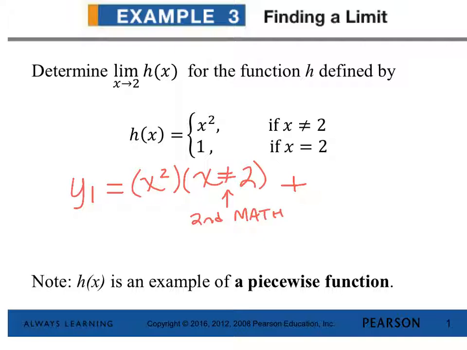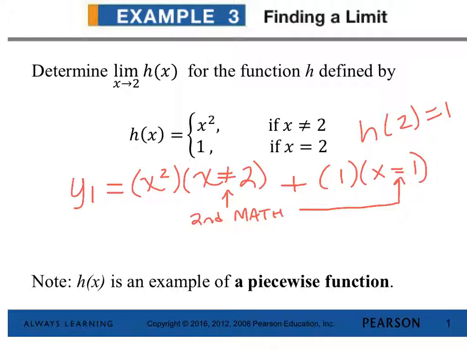And then the second part of the function is just simply the number 1. And the rule there is when x is in fact equal to 2. And again, in order to find the equal to sign, that will be on the second and math menu. That's actually called the test menu. And it says that we want to determine the limit. Well, if x is actually 2, then h of 2 is equal to 1.